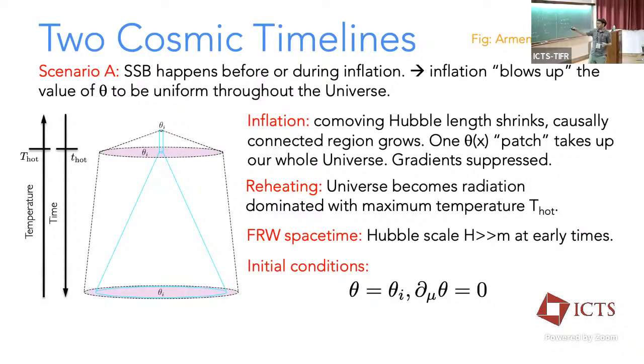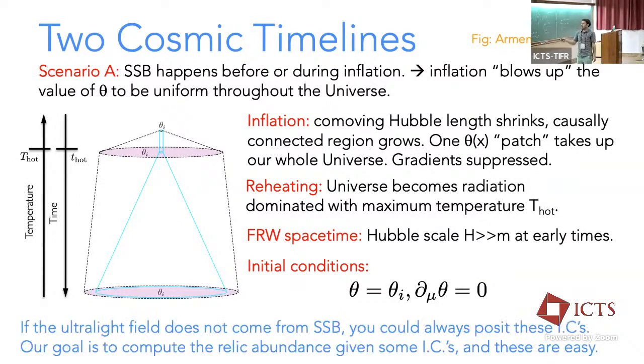So I'm going to take the initial conditions for my field, and I'll justify the second one shortly, to be theta equals theta_I, this uniform value, and all derivatives of theta equal to 0. Spatial derivatives are 0 because inflation's made it nice and flat for us, and we'll see why the time derivatives are consistent to be 0 shortly. If the ultralight field that you're interested in doesn't come from spontaneous symmetry breaking in this way, which happens for axion-like particles, you could always just posit these initial conditions and solve anyway, and things would be the same.